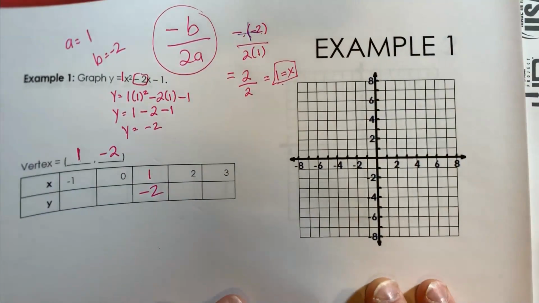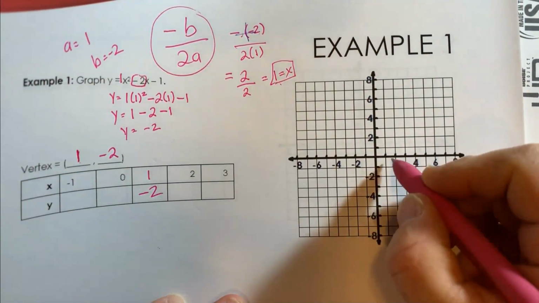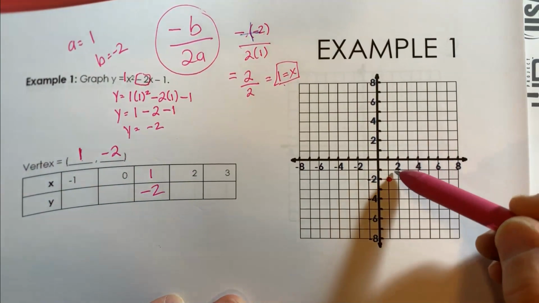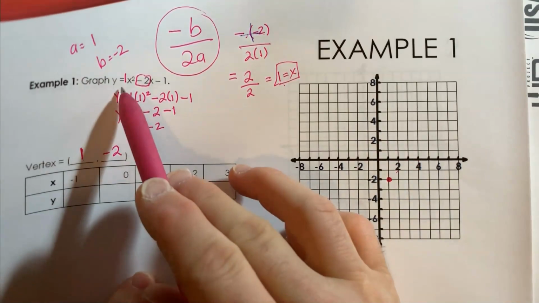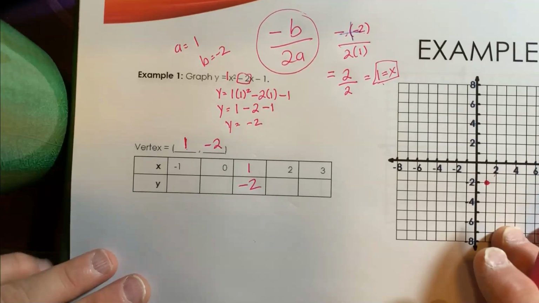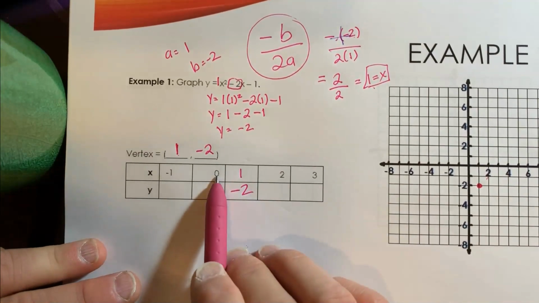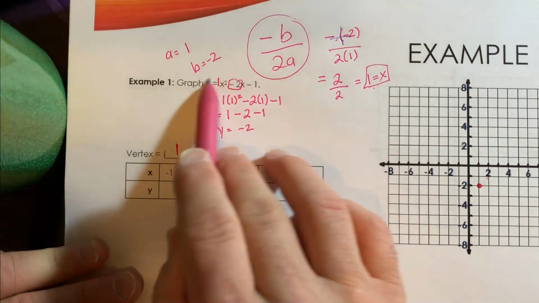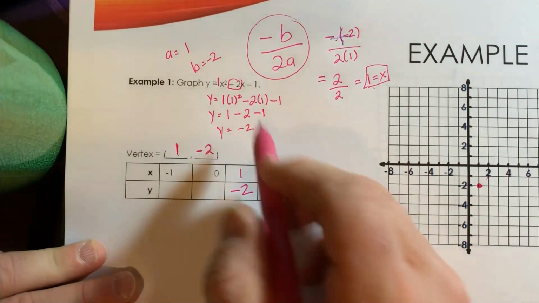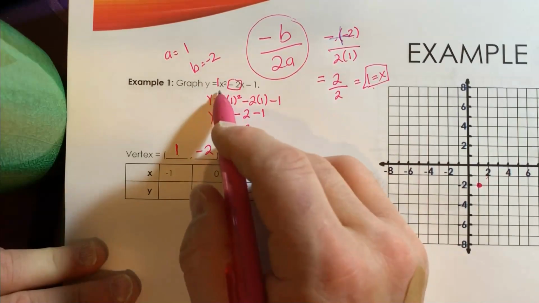We can come on over here if we want to, and we can graph our vertex, 1, negative 2. So we know from this point the graph is going to go up because a is positive. So it's going to go up, but we don't know what other points we need yet. Let's take these x values, plug them into the equation, and see what our resulting y is. So here, I'll work one more for you.